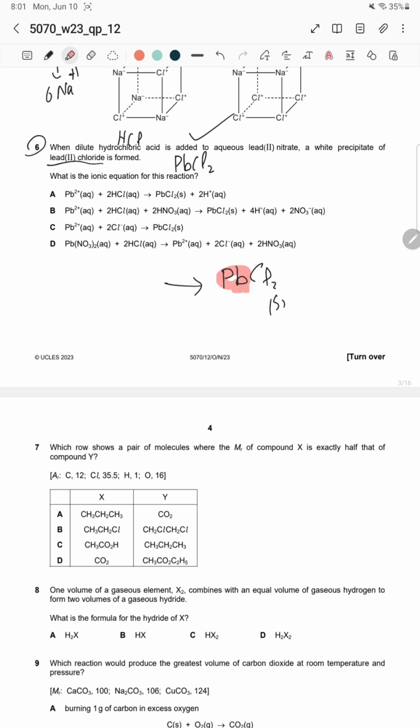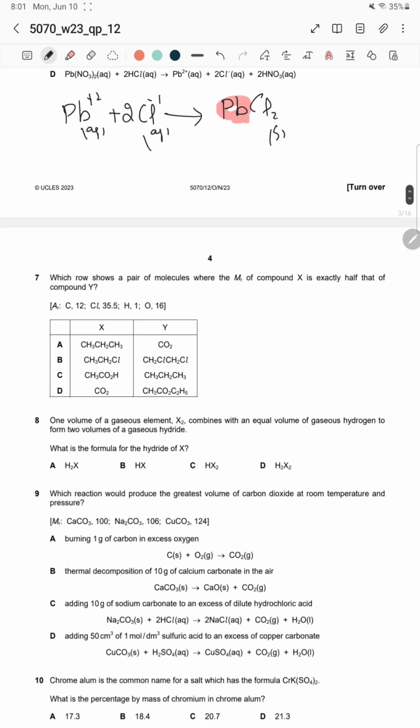Like lead, which charge does it have? It is already mentioned here, +2. You will write Pb+2 aqueous, plus Cl2 will be written as 2Cl-1 aqueous. So see which equation resembles this, the C1.